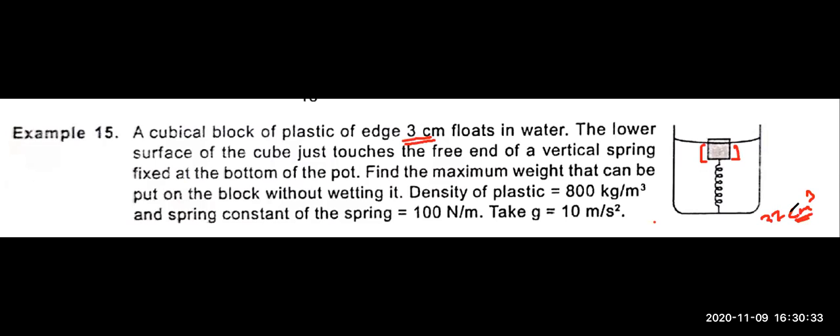Now it is already given that the density of plastic is less than that of water, because it is 800 kg per meter cube, whereas for water it is 1000 kg per meter cube. So obviously this will have some portion here, and since it is 80%, what is 80% of 3? 2.4. So only 2.4 centimeter is inside the liquid, 0.6 centimeter above the liquid, yes or no?